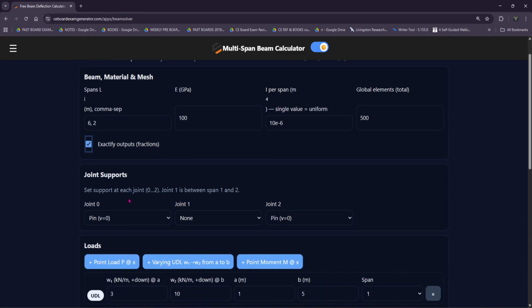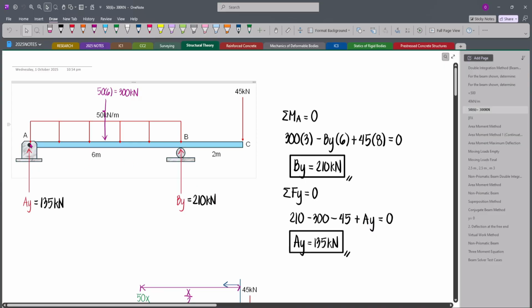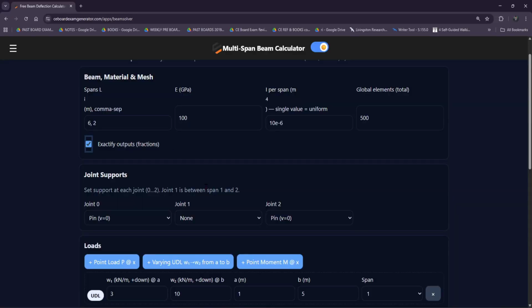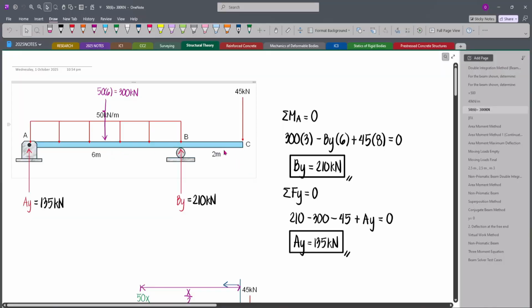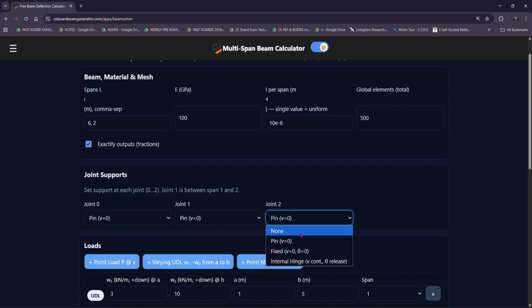Now for the joint supports, we have a pin at A and a roller at B. But in the application, I am using only 2 degrees of freedom. So we have joint 0 and joint 1. We cannot add roller supports. As a substitute for roller supports, just add a pin support. This is so that no eggshell deformation is permitted. So we will add our pin. Then at joint C, this is essentially joint 2, after joint 0 and joint 1. We have no support there, so click on none.